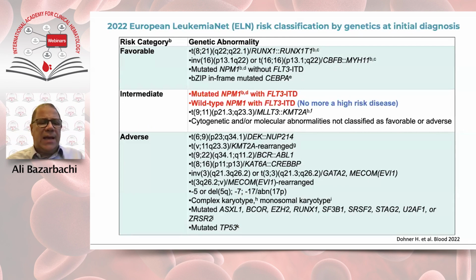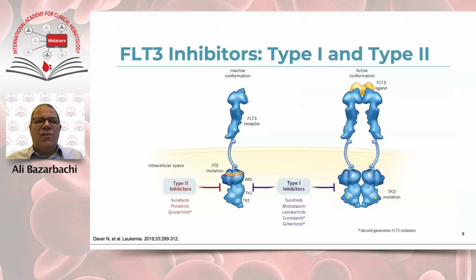These results are quite in agreement with the European LeukemiaNet ELN 2022 risk classification by genetics at initial diagnosis. As you can see, patients with wild-type NPM1 and FLT3-ITD are no more considered at high risk of disease. They move to the intermediate risk, similar to those with mutated NPM1 and FLT3-ITD. So this tells you, like in many other hematological malignancies and in oncology in general, that prognostic factors are treatment dependent. The prognosis of FLT3-ITD was historically poorer. It is now improving, including in patients with wild-type NPM1, because of the availability of targeted therapy for FLT3-ITD, namely FLT3 inhibitors.